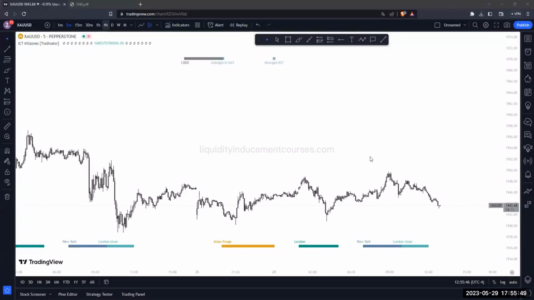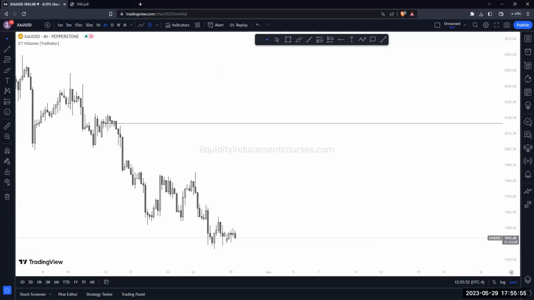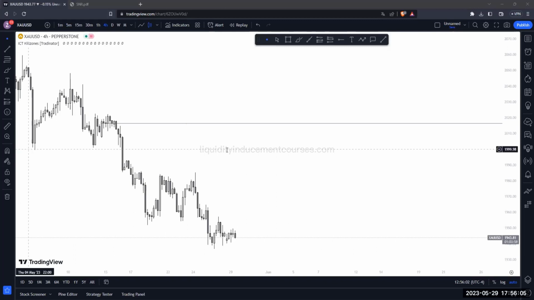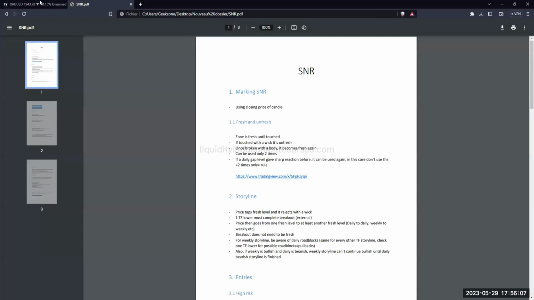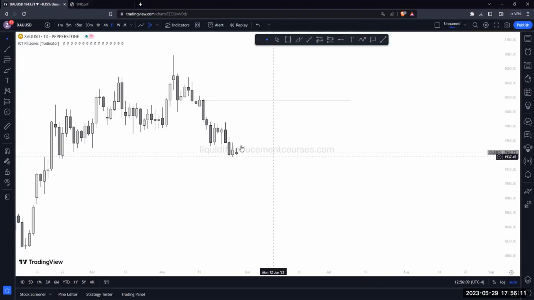Let me just share my screen again. Can you see it, Ghost? Yep, I'm here. Very good. Seeing it. So we were talking about marking a random level on the daily chart.